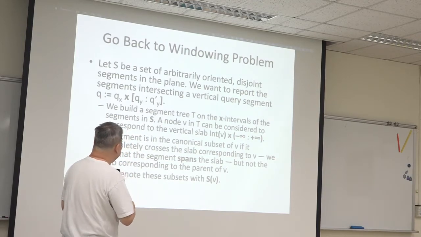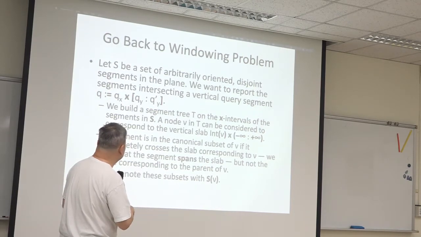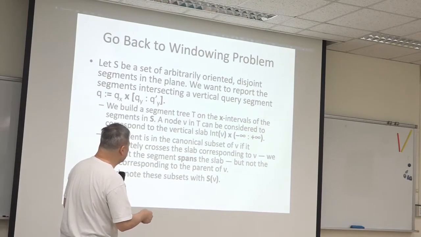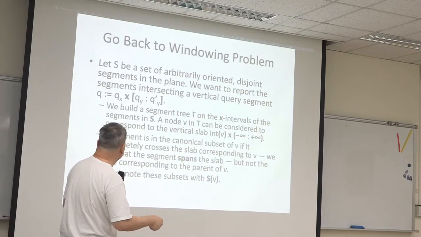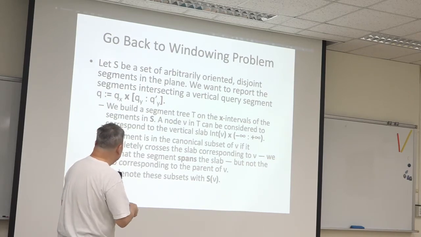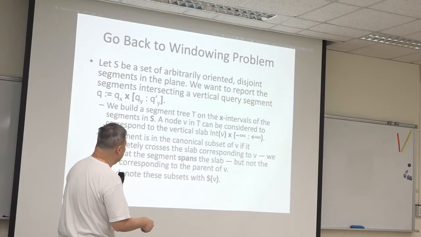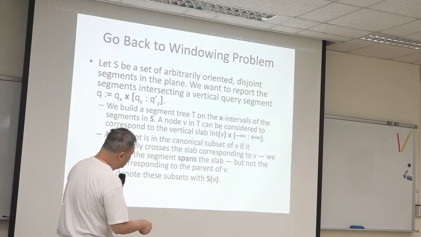So a segment is in the canonical subset of V if it completely crosses the slab corresponding to V, so we say that the segment spans the slab, but not the slab corresponding to the parent of V. We denote these subsets with S_V, the segments corresponding to the node V.